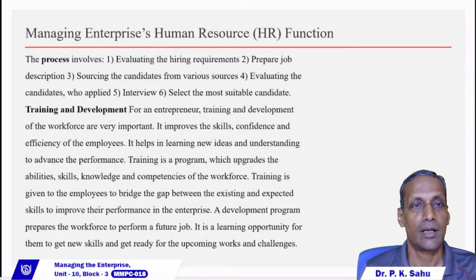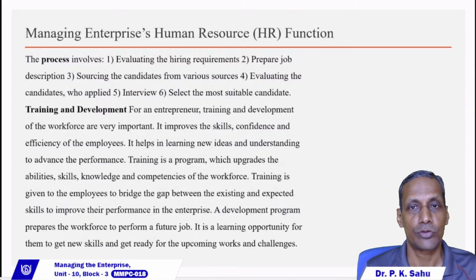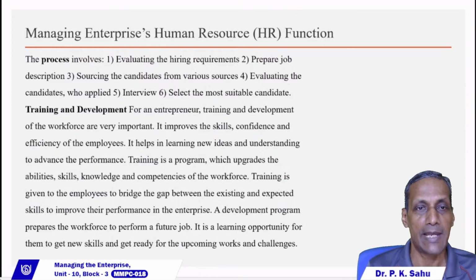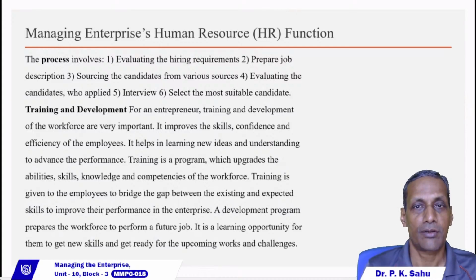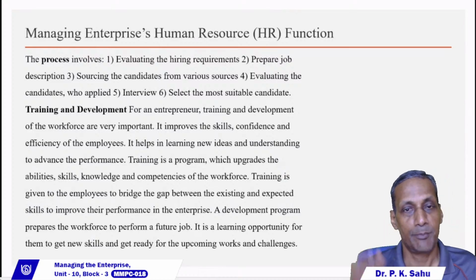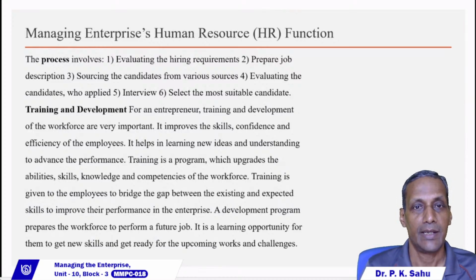The process involves evaluating hiring requirements, preparing a job description, sourcing candidates from various sources, evaluating the candidates who applied, then interviewing, then selecting the most suitable candidate. Training and development is part of human resource management. For an entrepreneur, training and development of the workforce are very important. It improves the skills, confidence, and efficiency of the employees. It helps in learning new ideas and understanding to advance performance.